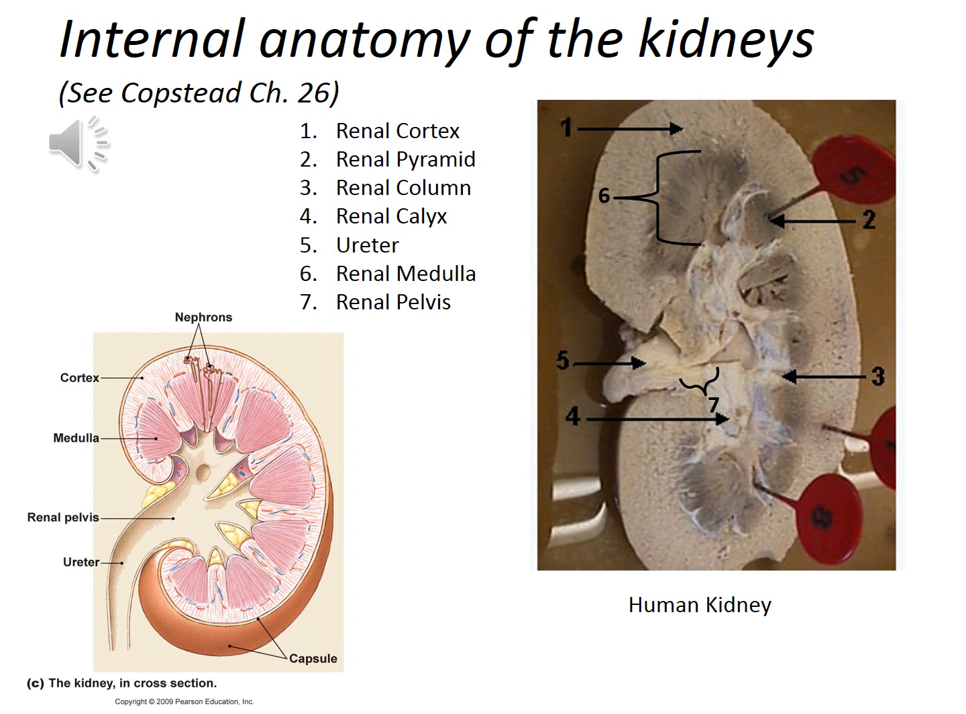So the outside is the capsule, a little deeper is the renal cortex where we filter. The renal medulla is made up of columns and pyramids, and that's primarily tubular tissue from the nephron. Then it drains into the renal calyx, into the pelvis, and finally out into the ureter.